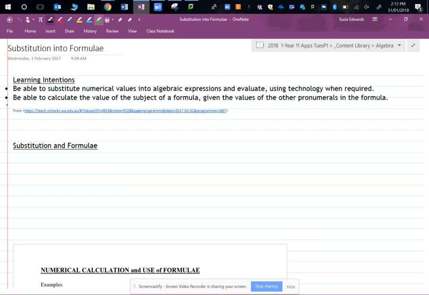Any ideas? What about pi r squared? Everyone's heard of pi r squared? Yeah, area of a circle. Any others you can think of? Pythagoras, good. Pythagoras is a topic we're going to use later. So a squared plus b squared equals c squared. Okay, any others? E equals mc squared. Anything else? Good, y equals mx plus c.